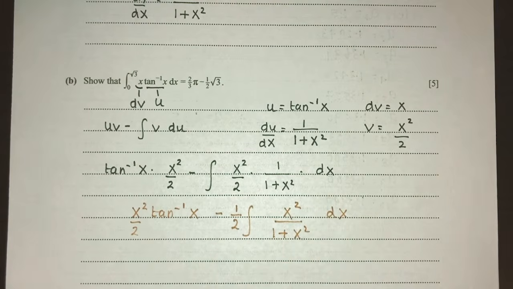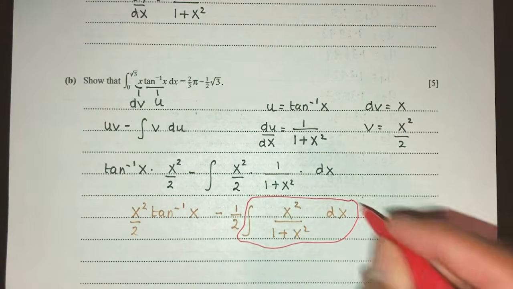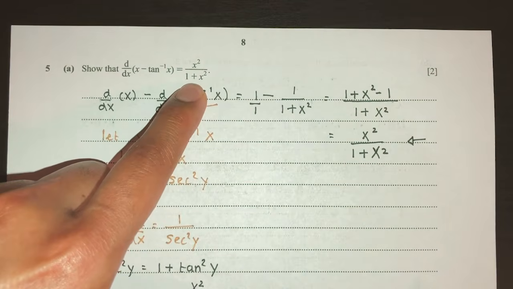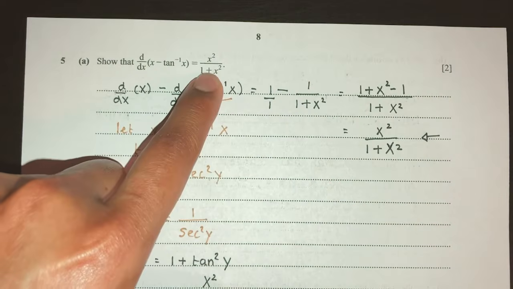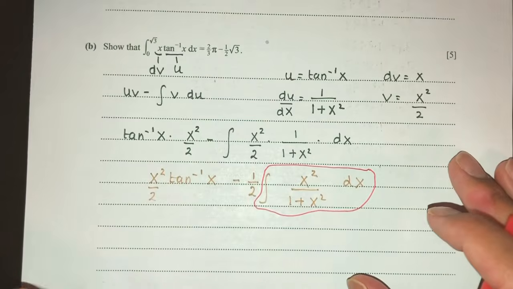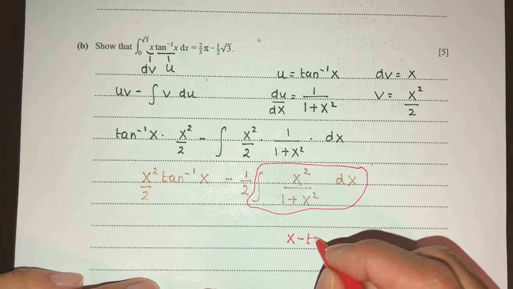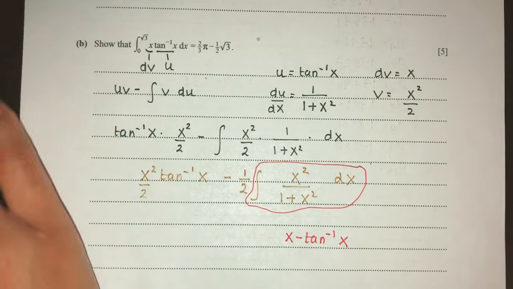Well, now if you observe, we should know this value from part A. Why? Because when you differentiate this one, you get this one, which is the same as this one. So it means that if you integrate this one, you should get this value. So basically, this value is equal to x minus tan inverse of x. Okay, so we just have to replace and solve this equation. So let's do one by one.